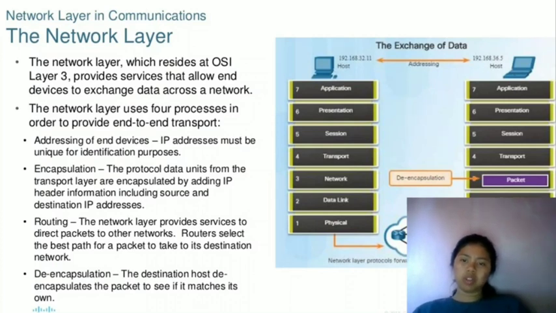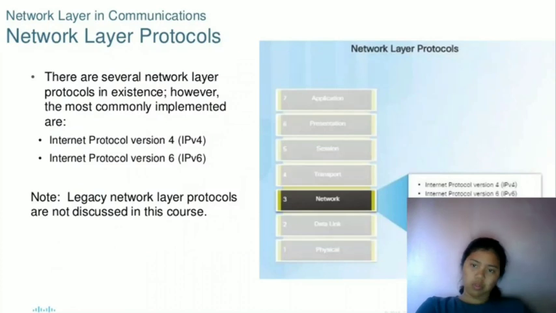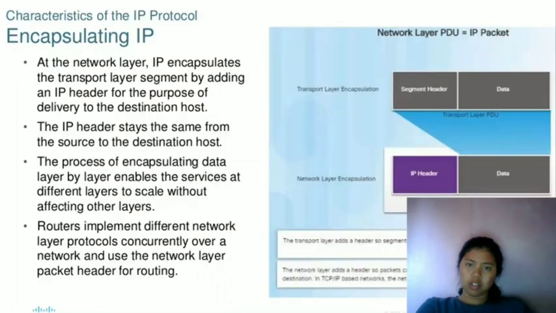Encapsulation: the protocol data units from the transport layer are encapsulated by adding IP header information, including source and destination IP address. De-encapsulation is when the destination host checks the packet to see if the destination address matches its own. Network layer protocols: there are several network layer protocols in existence. However, the most commonly implemented are Internet Protocol version 4 and version 6, or IPv4 and IPv6.